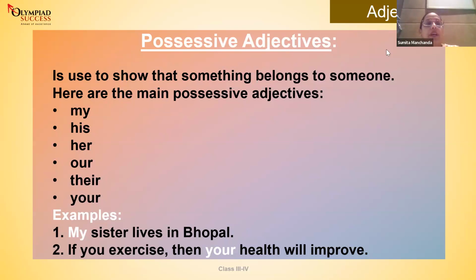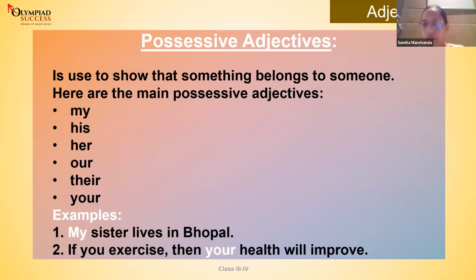Now, if I say my sister lives in Bhopal, my sister is something that belongs to me. We all have brothers and sisters, cousins too. So if I'm saying my sister lives in Bhopal, that means I'm talking about the sister who belongs to me. She's my sister, isn't it? So the word my tells us that I'm talking about my sister. Only these 6 words are possessive adjectives. So when I'm saying the word my, I'm not talking about anyone else right now. Which word helps you understand that I'm talking about my sister? The word my.